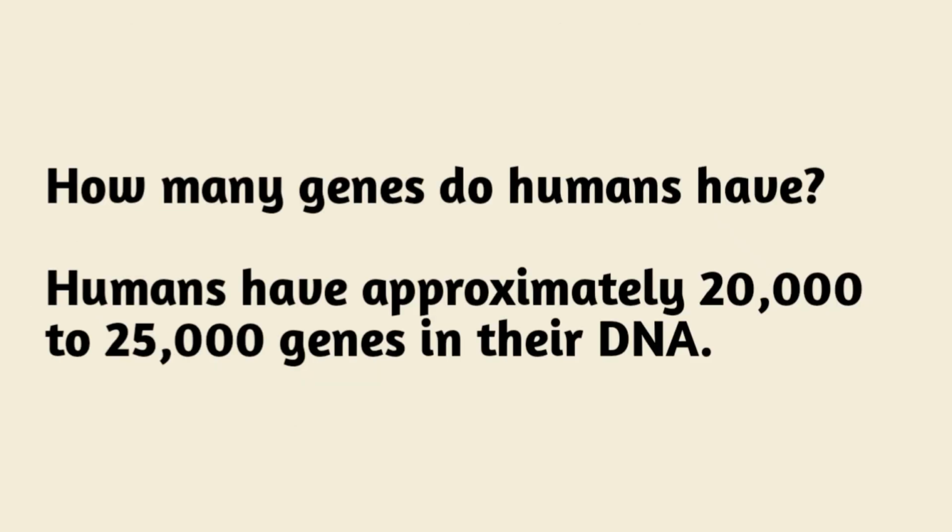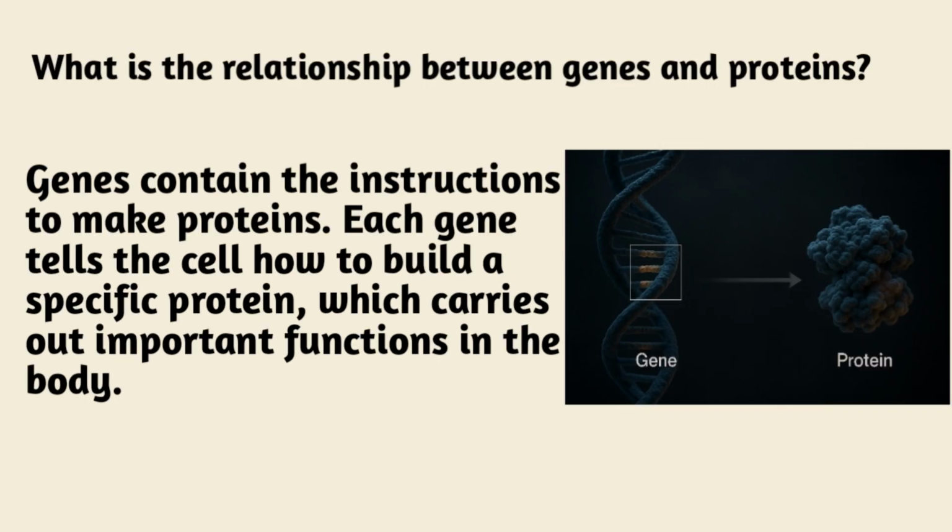How many genes do humans have? Humans have approximately 20,000 to 25,000 genes in their DNA. What is the relationship between genes and proteins? Genes contain the instructions to make proteins. Each gene tells the cell how to build a specific protein, which carries out important functions in the body.